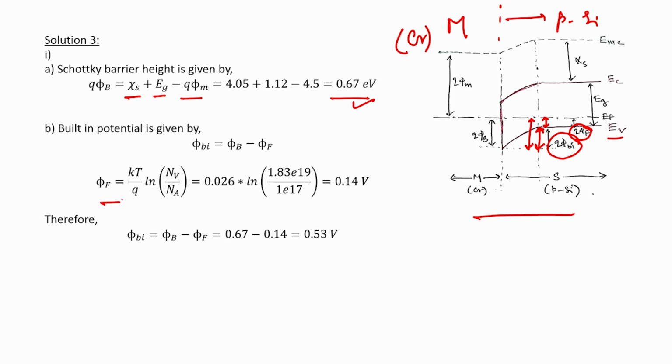and the value of phi f can be easily found by using this expression phi f equal to kT by q ln Nv by Na, and that is given by 0.026 into ln, plug in all the numbers, 0.026 because it is 300 Kelvin given in the problem. So your phi f is coming as 0.14 volt, just subtract this from the barrier height, you will find the built in potential that is given by 0.53 volt.